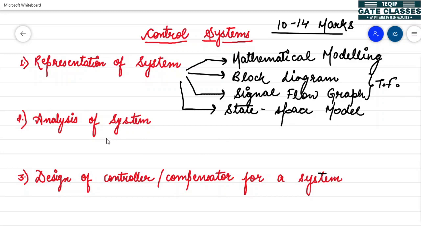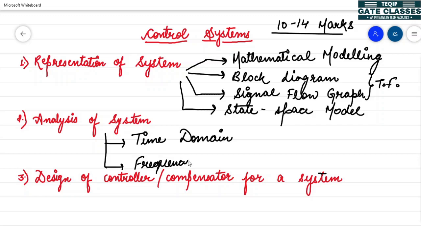Next is analysis of a system. There are two approaches to analyze a system. First is time domain approach and second is frequency domain approach. In analysis of a system, we will analyze the transient response of the system, steady state response of the system, as well as the stability analysis of the system is also being discussed.